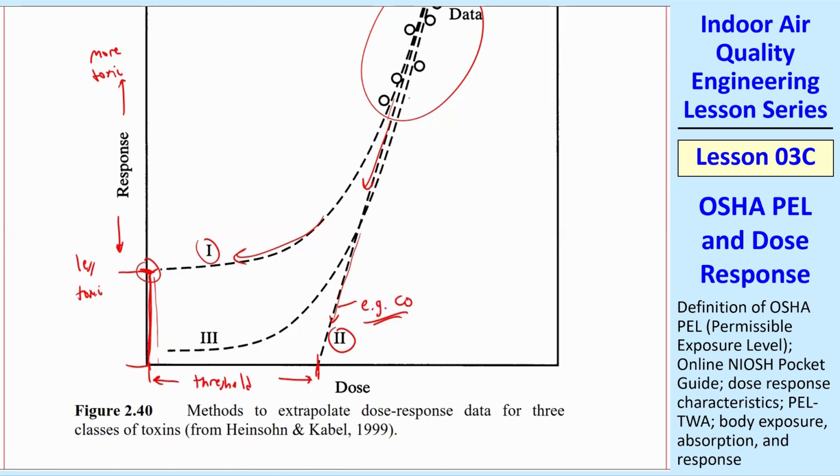So it's hard to know how to extrapolate if you have data here. 3 is just some intermediate case between those 2, and all of these have to go to 0 here. And eventually, if you're exposed to nothing, you won't get any harm.